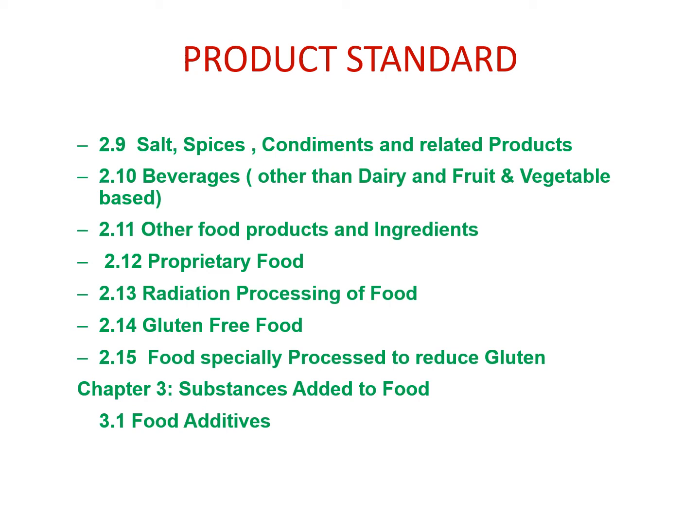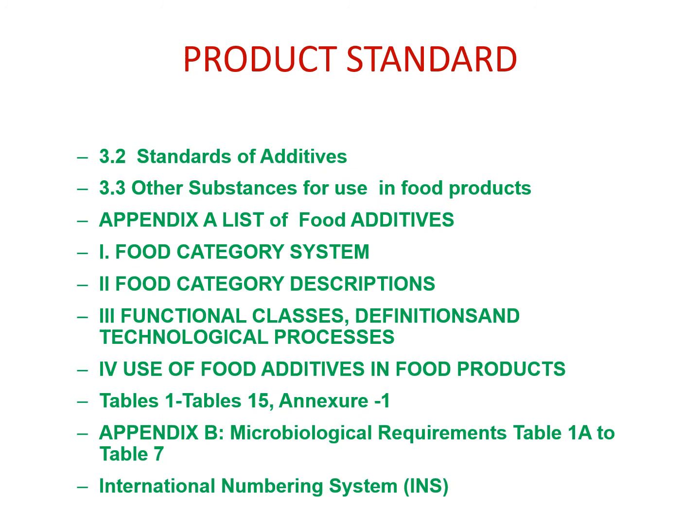Then chapter 3 covers the substances added to food: 3.1 is food additives, 3.2 is standards of additives, and 3.3 is other substances for use in food products. Appendix A gives the list of food additives, the food category system, food category description, functional classes, definition and technological process, and use of food additives in food products. Then there are 15 tables and one annexure. Appendix B gives the microbiological requirements, table 1A to table 7, and the international numbering system.